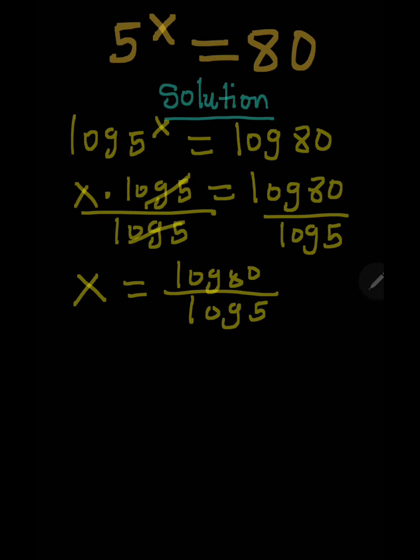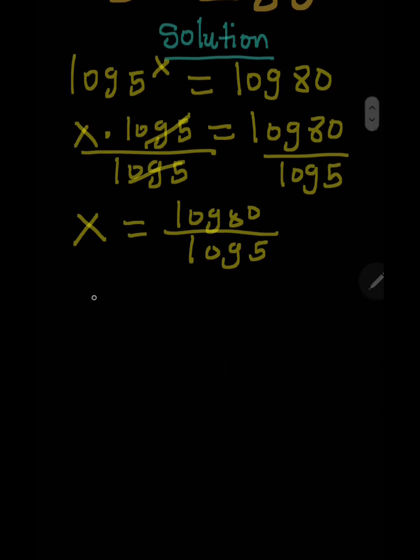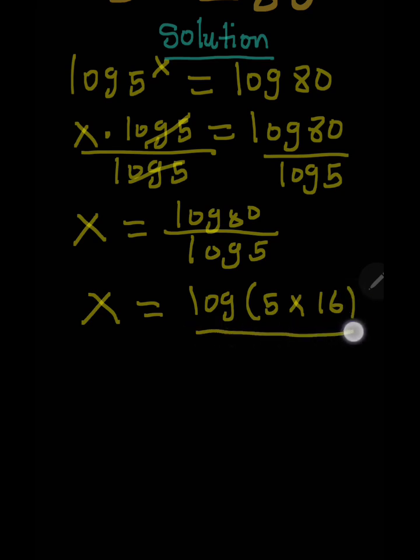So now we have x equal to log of 80 over log 5, but we're not going to stop here. We're going to simplify this right hand side to its lowest form. We're going to recall that this 80 here can also be written as 5 multiplied by 16. So we're going to transform 80 into what? x is going to be equal to log of, in place of 80, we replace 5 multiplied by 16, then everything all over log of 5.